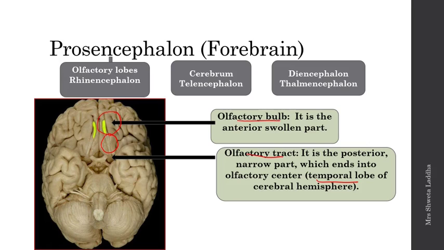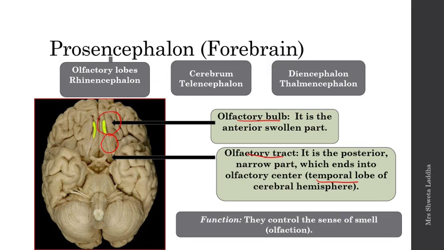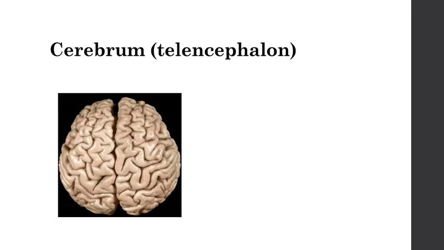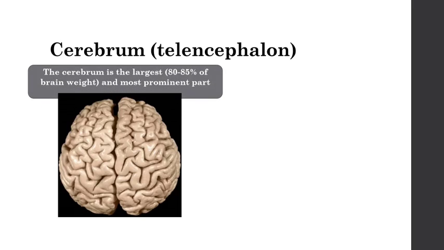The function of the olfactory bulb and tract is to control the sensation of smell, or olfaction. It can be seen from the ventral surface of the cerebrum. So the olfactory lobes, also called rhinencephalon, control the sensation of smell. Second is the cerebrum or telencephalon. The cerebrum is the largest part of the brain. 80 to 85% of the brain weight consists of the cerebrum.